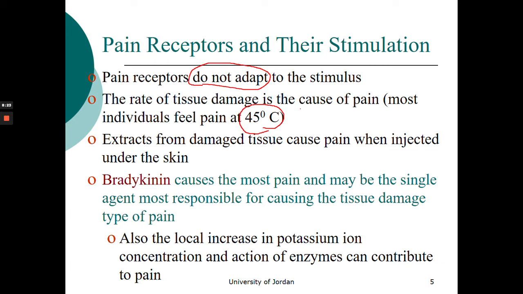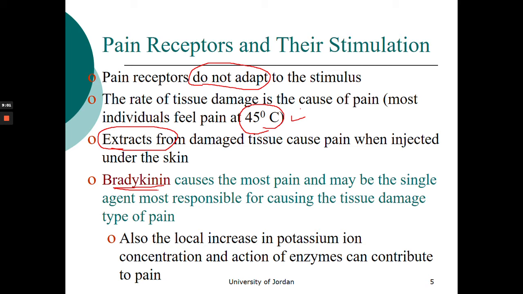If you get the extract from damaged tissue and inject it under the skin of normal people, they start to feel pain. It's as if some chemicals are released from damaged tissue, and these chemicals excite the free nerve endings. The most important substance is bradykinin. It causes the most pain and is maybe the single most important agent for causing tissue damage type of pain.